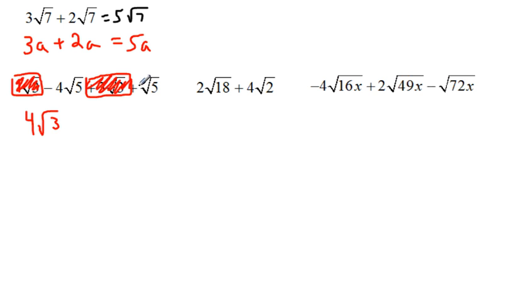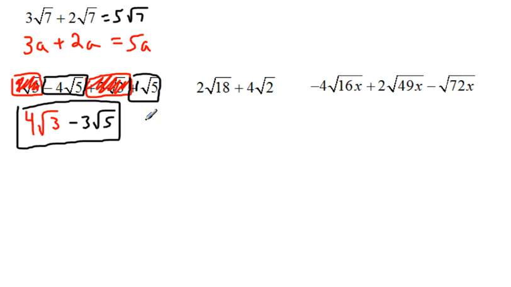Negative 4 root 5 plus 1 root 5. Negative 4 and a positive 1 make negative 3 root 5. Notice I still got a square root of 3, I still got a square root of 5. That's it. When you have no more matching terms, that is the answer. We never subtract anything under the square root sign. Problem done. What if there are no matching radicals?